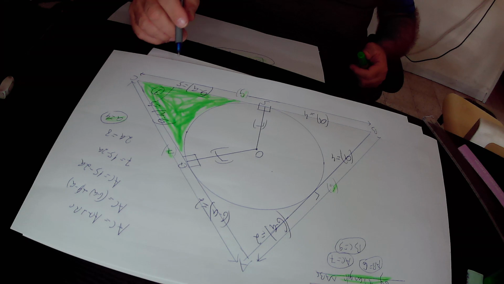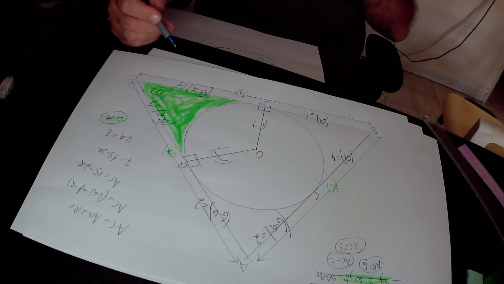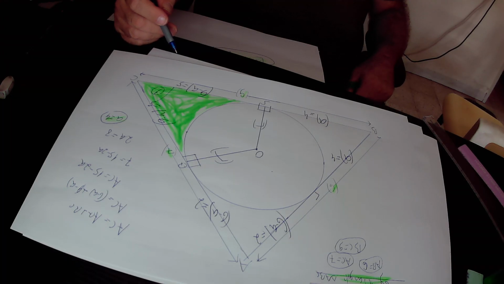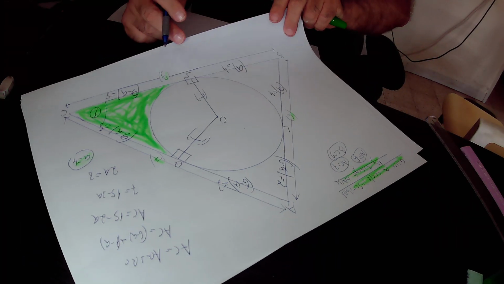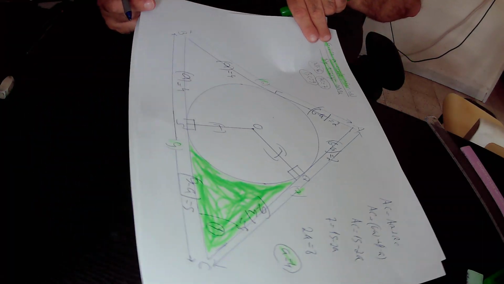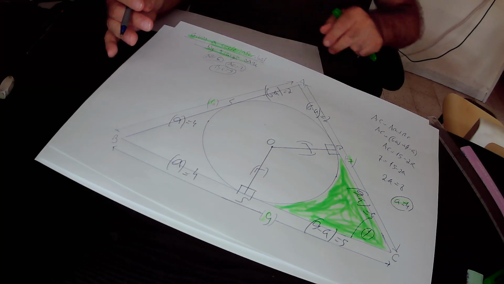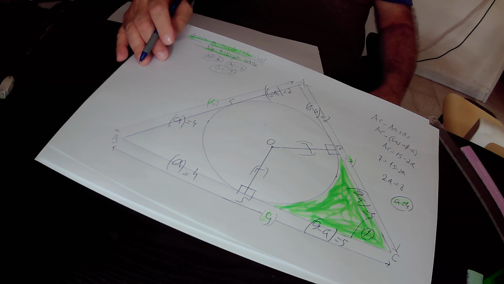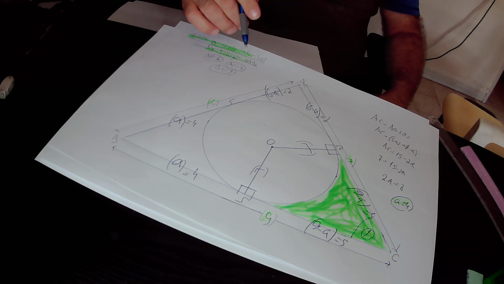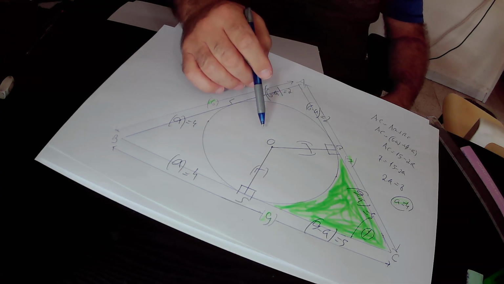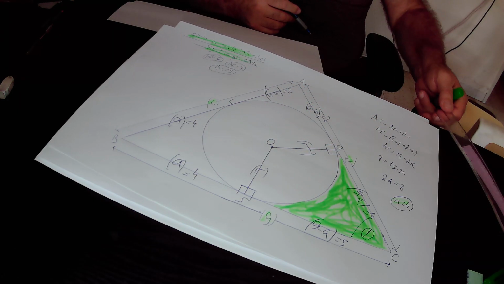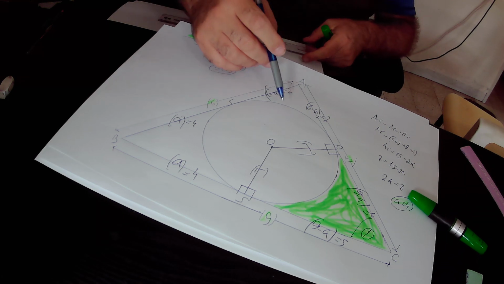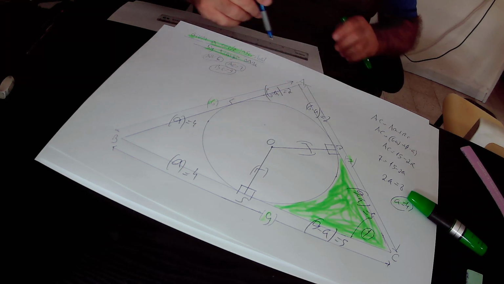Our task is to find out the area of this green shape. We know that the sum of the angles in any quadrilateral is equal to 360 degrees. So in quadrilateral QOSC, the sum of the angles must be equal to 360 degrees. So which angles do we have in quadrilateral QOSC?